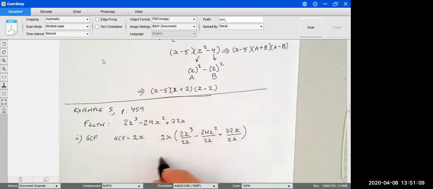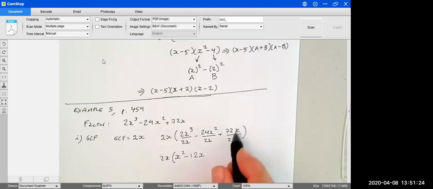So let's simplify our fractions. So I have 2 over 2 is 1, x cubed over x is going to be x squared, minus 24 over 2 is negative 12, x squared over x is just x, and finally x cancels x, so I end up with 72 over 2 is going to be 36.